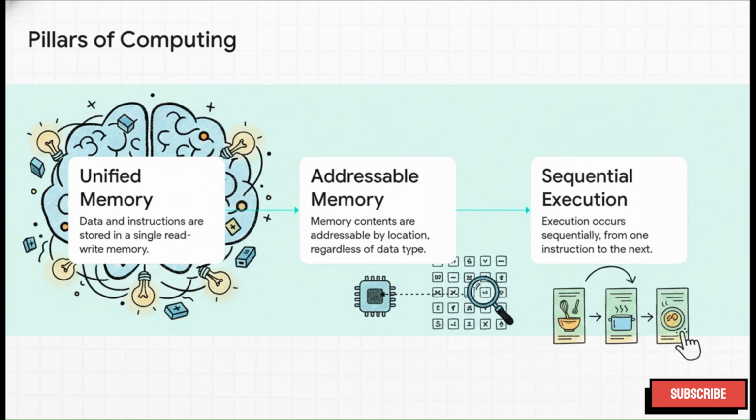Genius. Second, addressable locations. Every single byte in that memory has a unique address, like a street address for a house. This means the processor can find any piece of data or any instruction instantly, no searching around. And third, sequential execution. The computer just follows the program step by step, one instruction after another, nice and orderly.